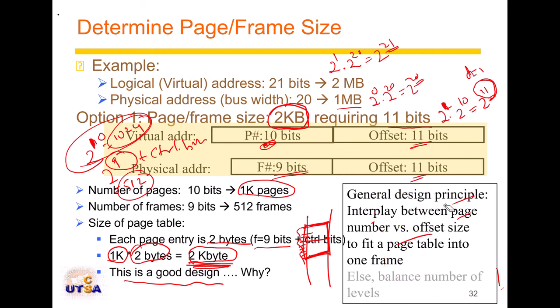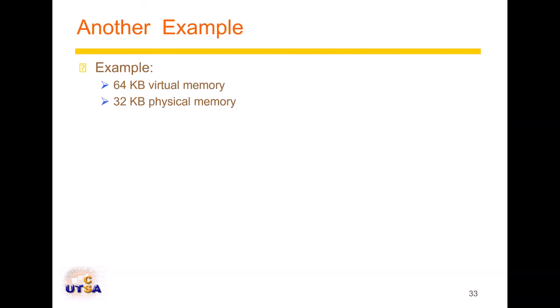Okay, for now, let's just assume that we are dealing with one-level pages, and as a good design for one-level pages, it is good to play with the system parameters so that you can get one page table to fit into one physical frame in the system. Here's another example. Let's say now we have 64 kilobyte virtual memory and 32 kilobyte physical memory. I would like you guys to find out how many bits we have in the virtual and physical memory. Okay, first pause the video and work on these numbers for a second.